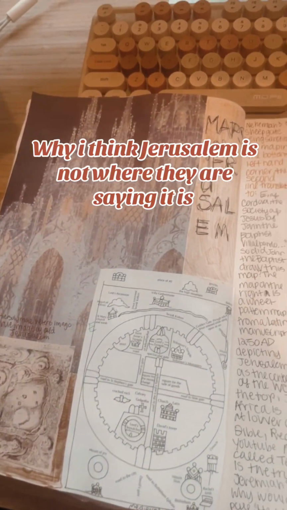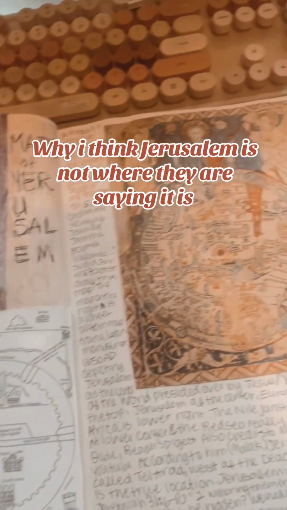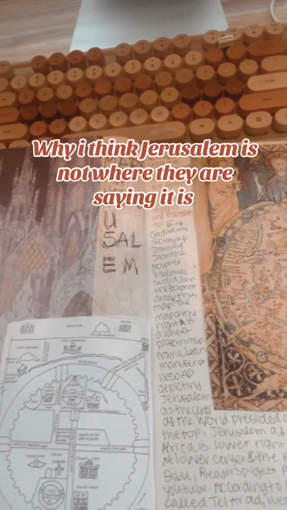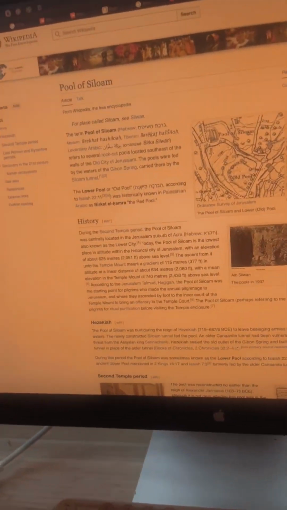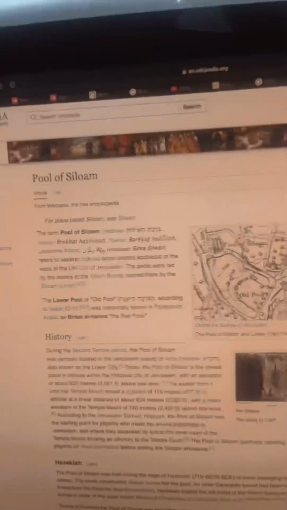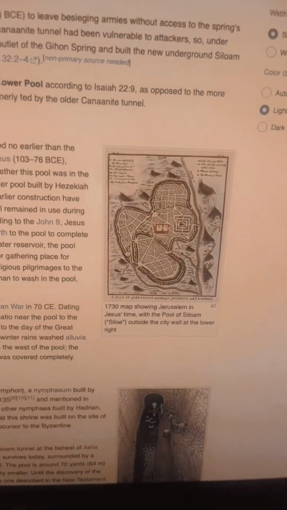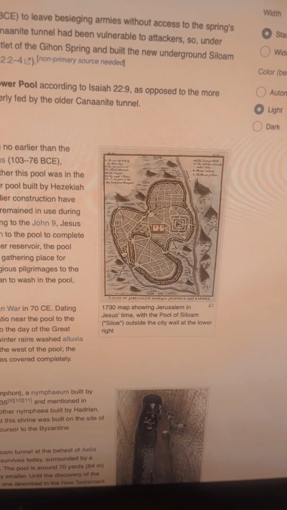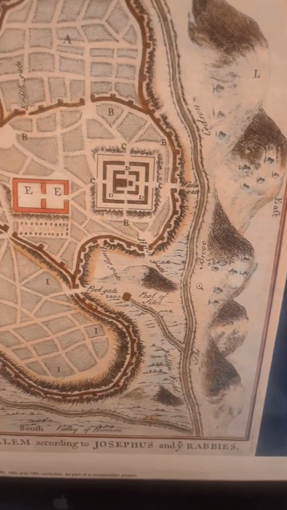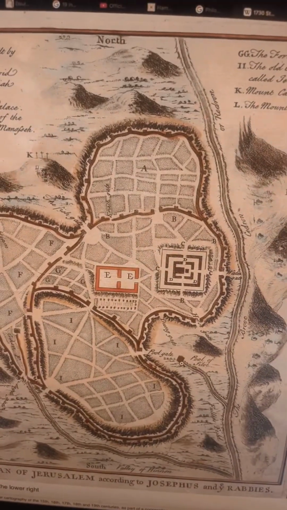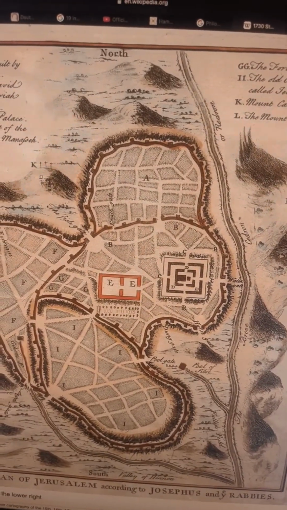So I said that I was going to do a more in-depth video about these maps right here. So pay attention because I'm about to blow your mind. You go to Wikipedia on the Pool of Siloam and you scroll to this map right here. It's a 1730 map showing Jerusalem in Jesus' time with the Pool of Siloam outside the city wall at the lower right. So, Pool of Siloam right here.